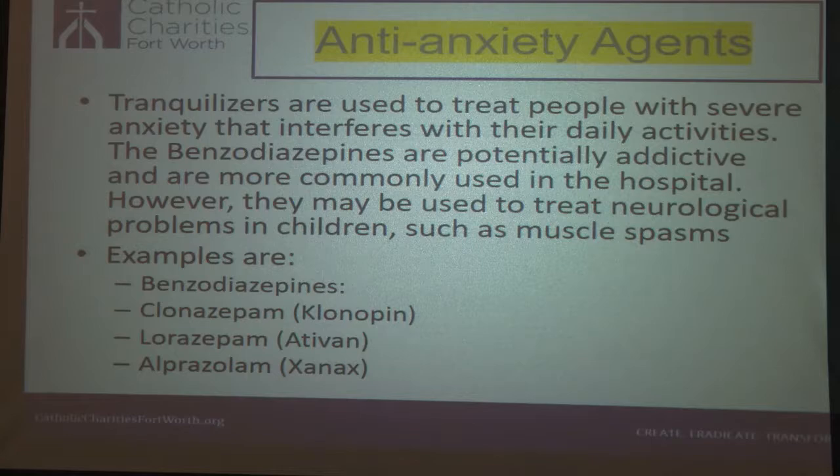Tranquilizers are used to treat people with severe anxiety that interferes with their daily activities. The benzodiazepines are potentially addictive and are more commonly used in the hospital. However, they may be used to treat neurological problems in children, such as muscle spasms. Examples are benzodiazepines: Klonopin, Ativan, and Xanax. And Xanax is a very popular one. A lot of times people on Xanax, because others want them, because of the high it gives them, they'll sell them.